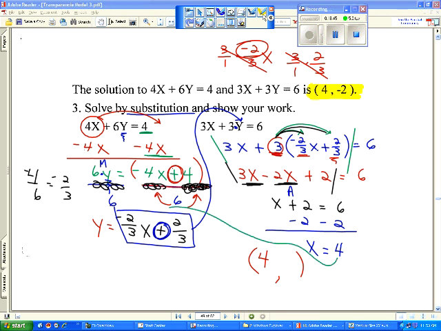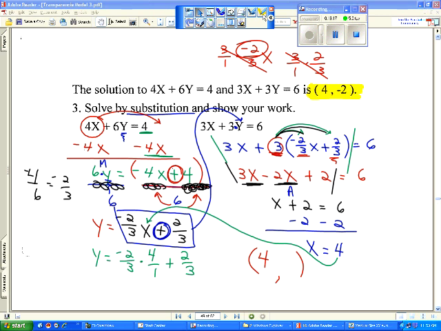Plug that in place of x over here where the y has been isolated and solve for the y. And so we get y is equal to negative 2/3 times my x of 4 over 1 plus 2/3. Yes. Her question was, could you plug it back into standard form, one of the original standard forms, and solve? The answer is yes.